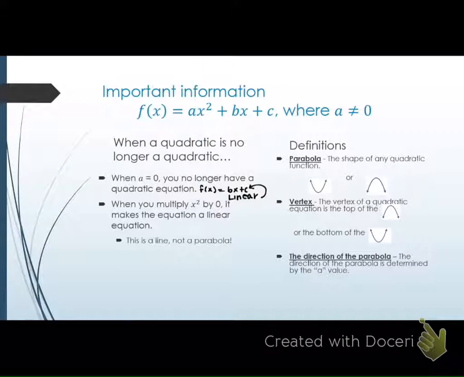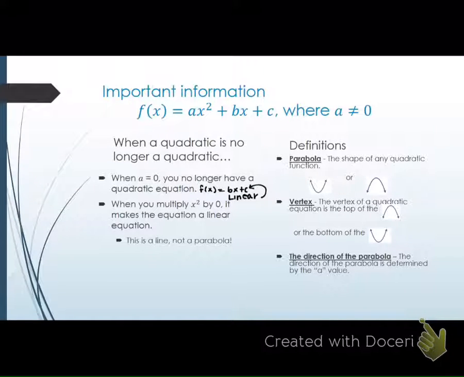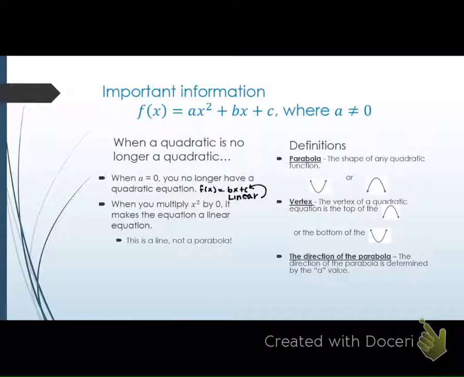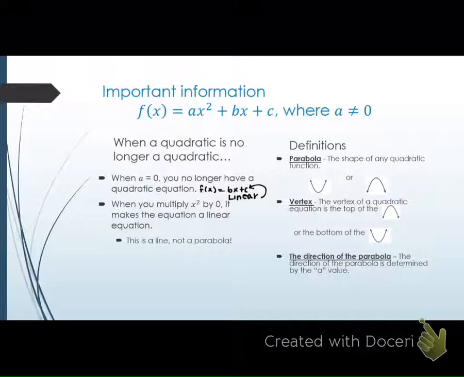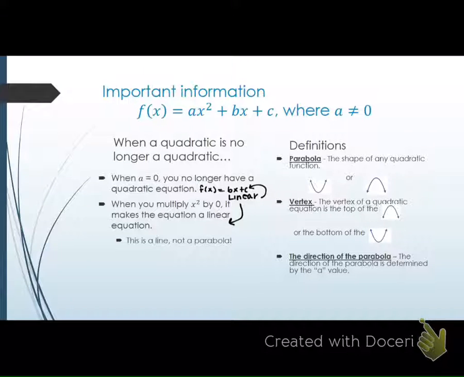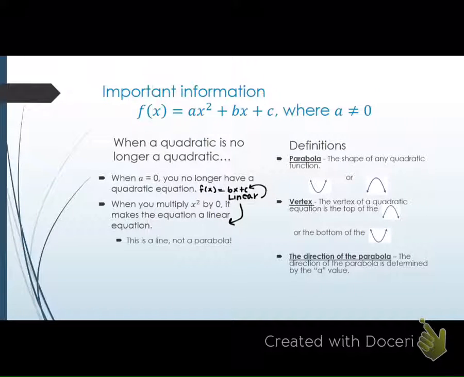When you multiply x squared by 0, so if your x squared term is 0, that makes the equation linear as well. Oh, that's what it's saying here. This is a line, not a parabola. Be careful. Reminder, parabola means the shape of any quadratic function is that U shape. It can open up or down. The vertex of a quadratic equation is the top or the bottom.